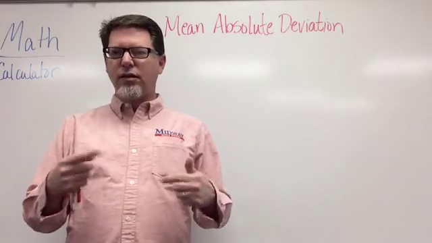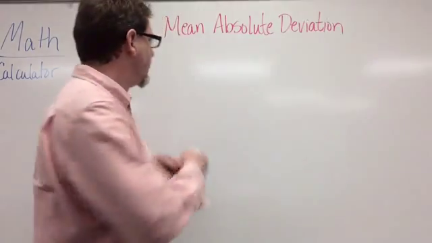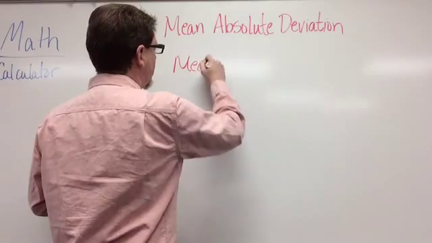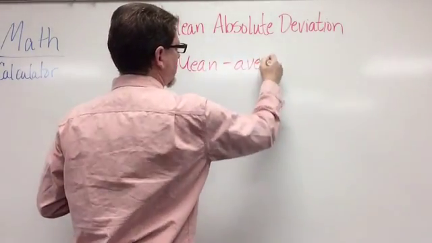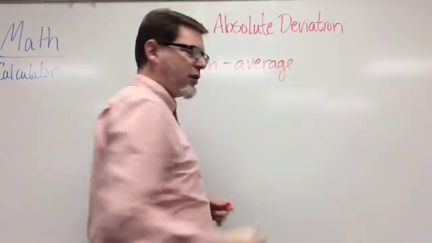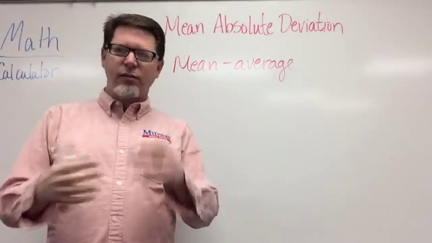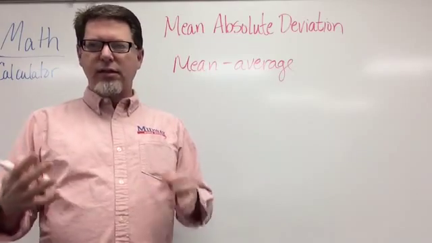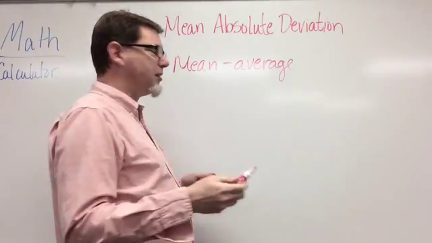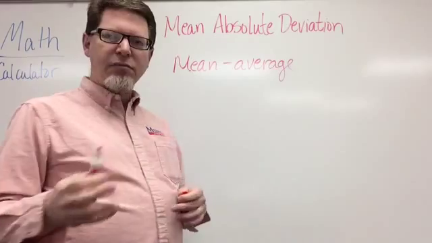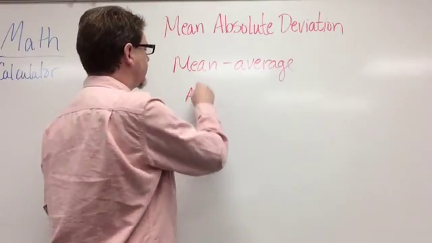And we need to clarify some vocabulary first of all. Mean, you'll remember, is the average. And I think we all know how to find the average. Add up a series of numbers and divide by the number of numbers that we added together. That's the mean. Okay? Absolute comes from absolute value.